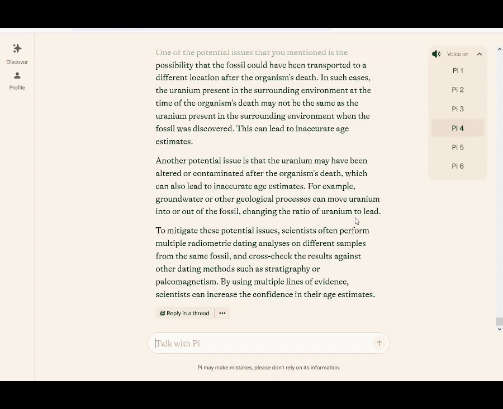To mitigate these potential issues, scientists often perform multiple radiometric dating analyses on different samples from the same fossil and cross-check the results against other dating methods such as stratigraphy or paleomagnetism. By using multiple lines of evidence, scientists can increase the confidence in their age estimates.